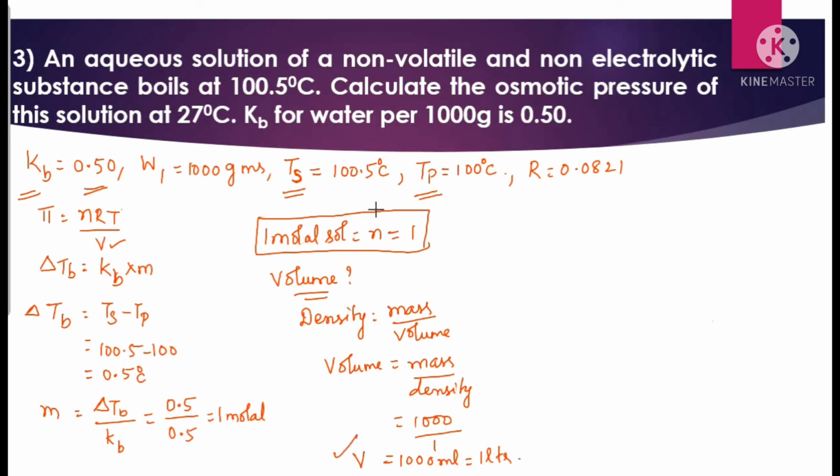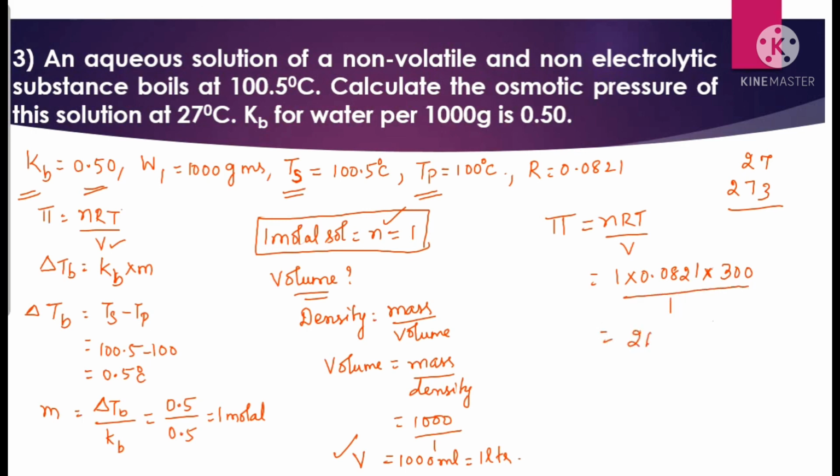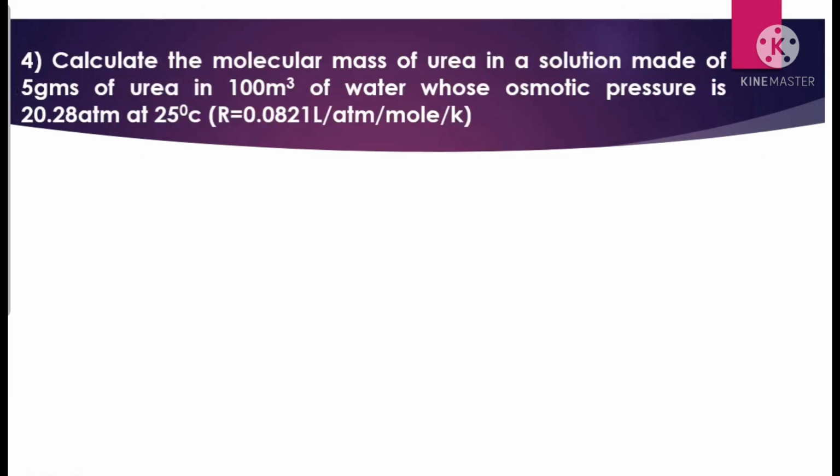So we know V, we know N, we know R, we know T. Now it's possible to calculate osmotic pressure. Pi is equal to nRT by V. Substitute the value, students. N is equal to 1 into 0.0821 into 27 degrees centigrade, which should be converted to Kelvin scale, that is 300, divided by V, which is 1. So now the value is 24.63 atm. So we have found out the osmotic pressure. Hope you have understood. We shall see the next problem.